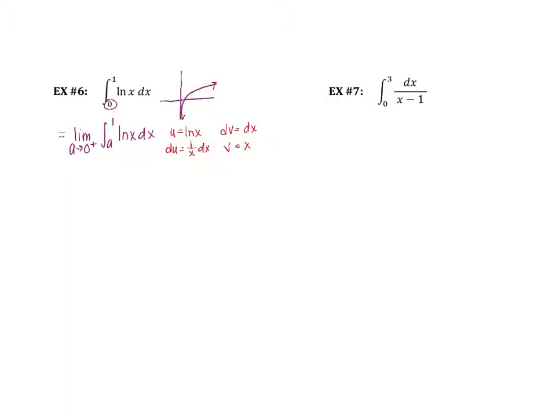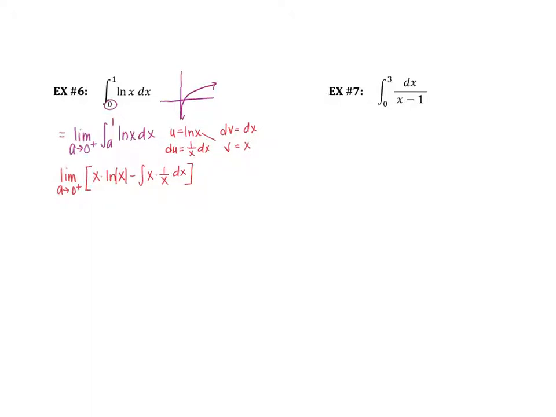So putting this back together, we have the limit as a approaches 0 from the right of the integral of all of this. But notice we can do our sunshine minus voodoo, so sunshine, uv. So I have x times the natural log of the absolute value of x, let's keep that in there, minus the integral of v du, which is going to be x times 1 over x dx.